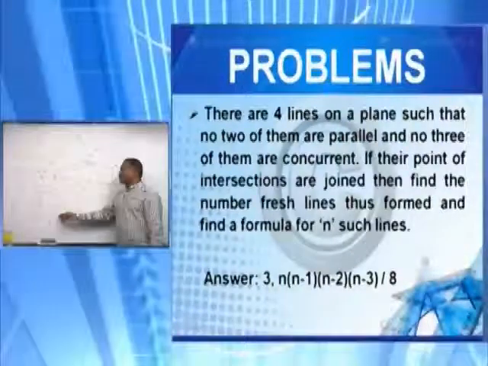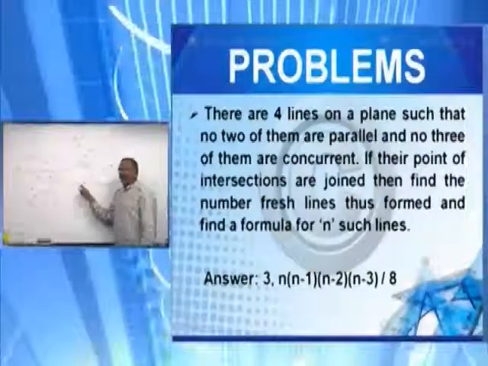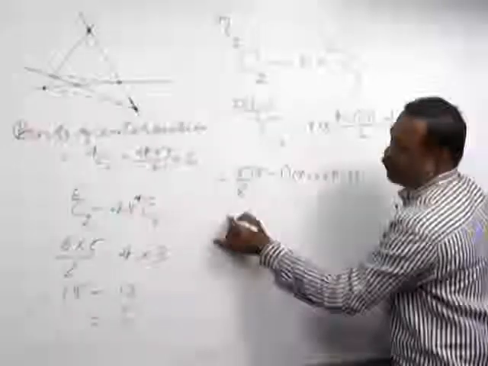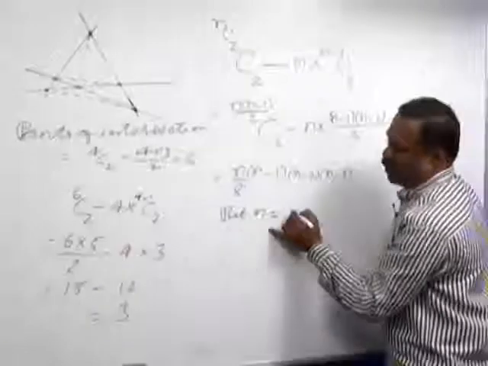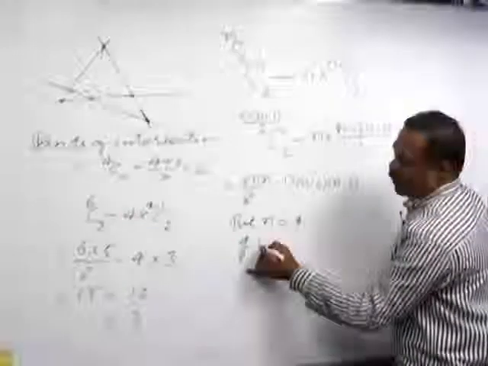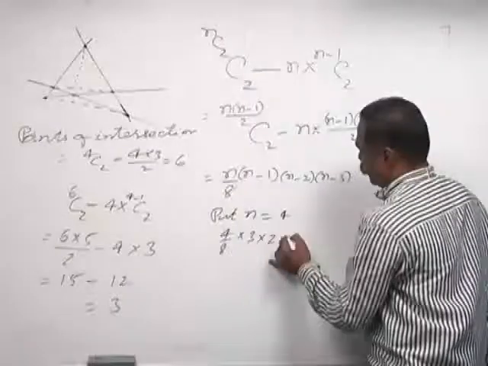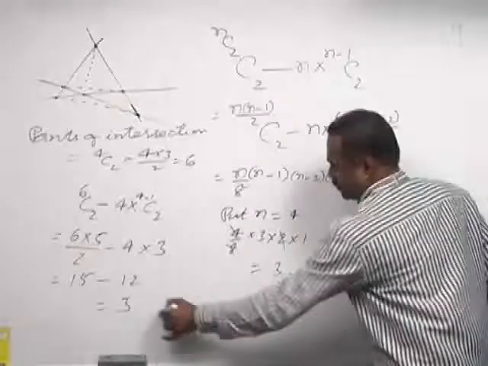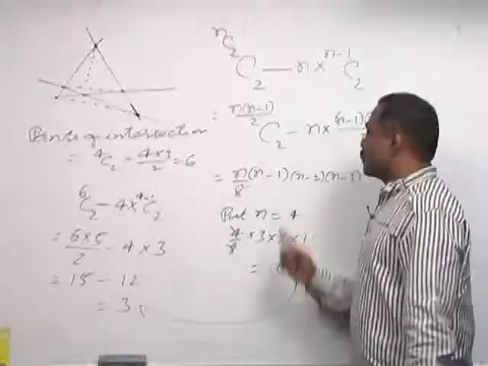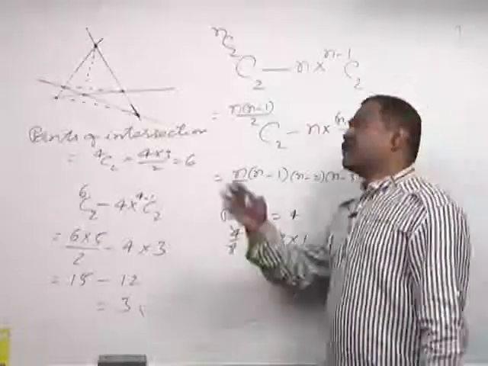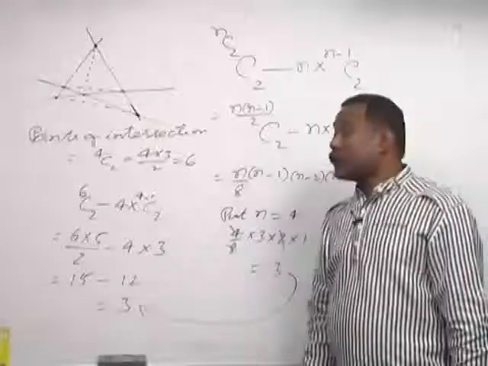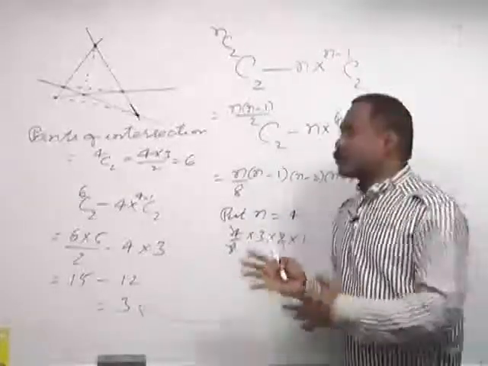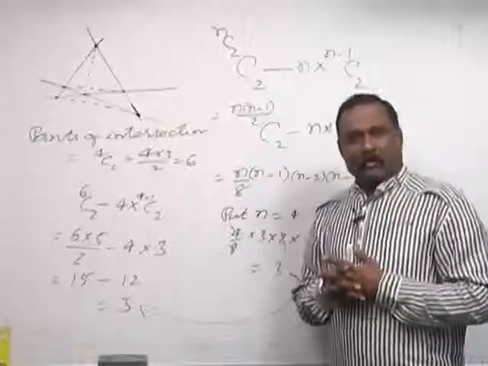You can check it out for this one also. Put n is equal to 4 here. It is 4 by 8 into 3 into 2 into 1. How much is it? It is nothing but 3, which coincides with this one. So this is a general formula you can remember. Even if 10 lines are given, put n is equal to 10 there. This is an important model problem.